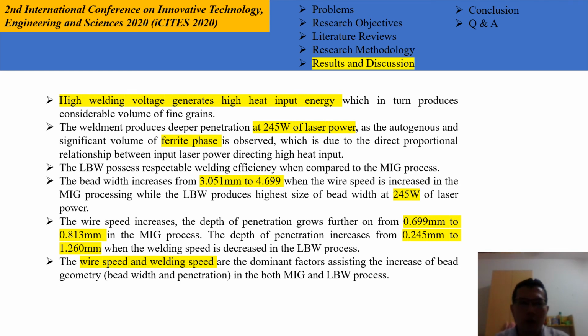Bandwidth increases from 3 to 4.699 when the wire speed increases in MIG. Why does LBW produce a large bandwidth at 245 of laser power? As wire speed increases, the penetration grows from 0.699 to 0.813. Penetration also increased from 0.245 to 1.60 when the welding speed decreased in the LBW process. So the wire speed and welding speed are both significant factors in the study.